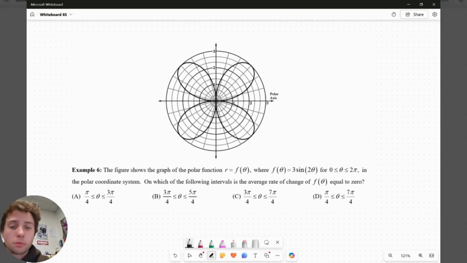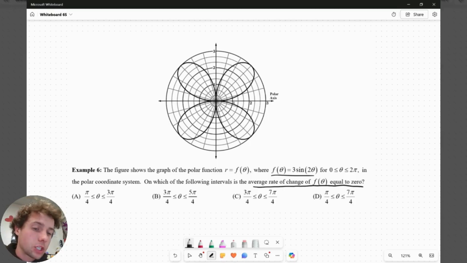Same idea as before. Here's number 6 then. The figure shows the graph of the polar function. Again, we're given a polar function. We may want to graph that then. On which of the following intervals is the average rate of change equal to 0? So we don't need to calculate the average rate of change for each of these. We just need to know which of them has a rate of change of 0.